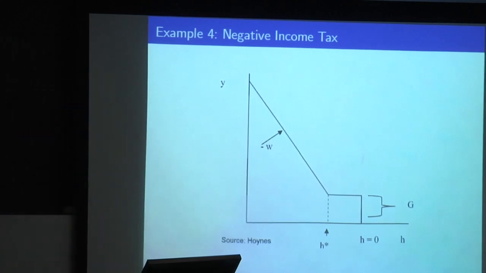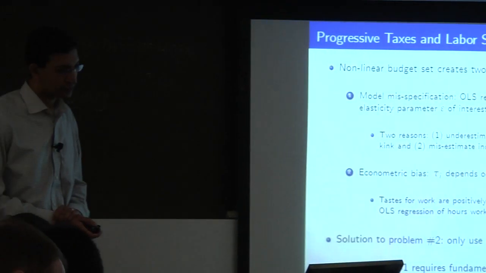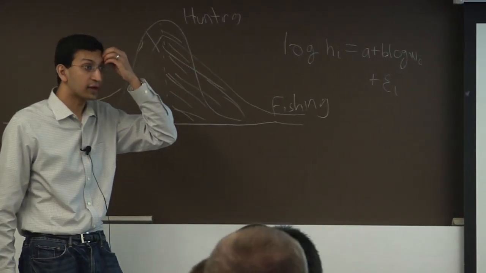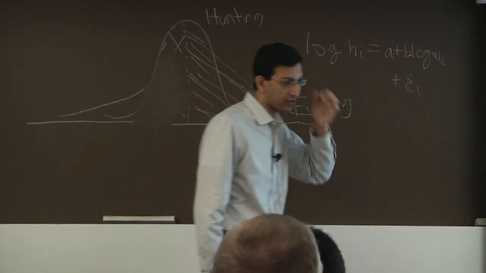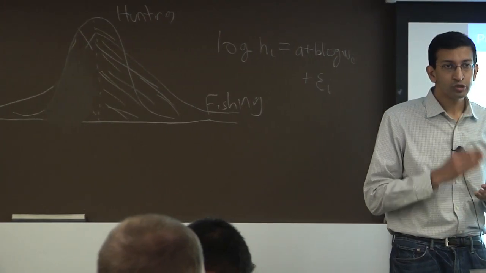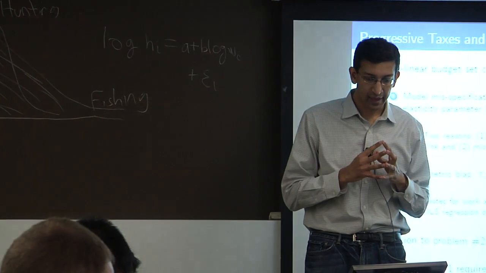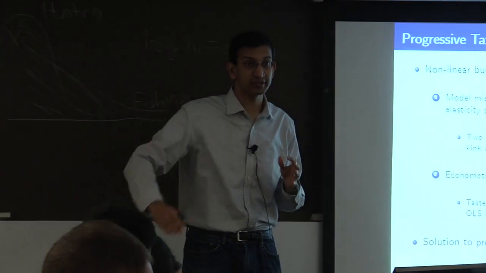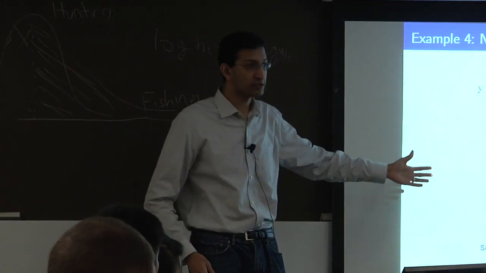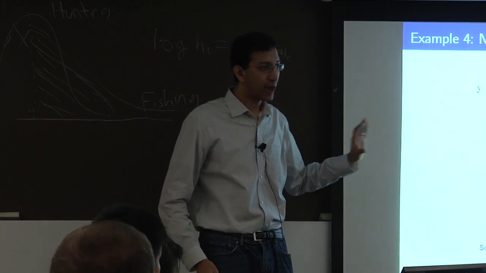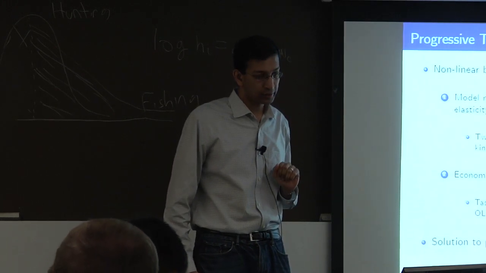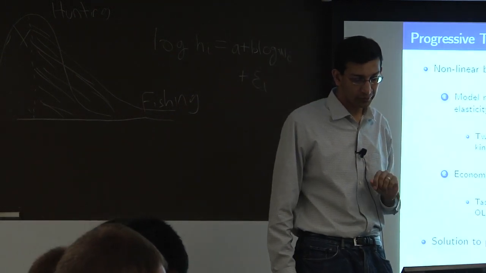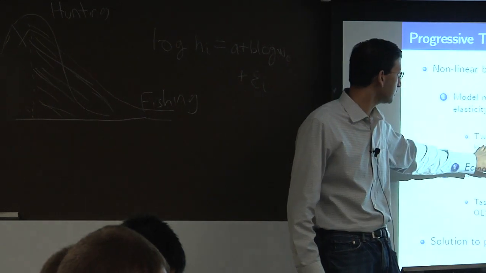Okay. All right. So what do those types of shapes of budget sets do to the econometric problem of estimating labor supply elasticities? They create two problems. First, they generate model misspecification. Basically, when you assume that the budget set is linear, you have misspecified what the constraint actually looks like. And that is going to create a problem in estimating the elasticity epsilon through two sources, okay?